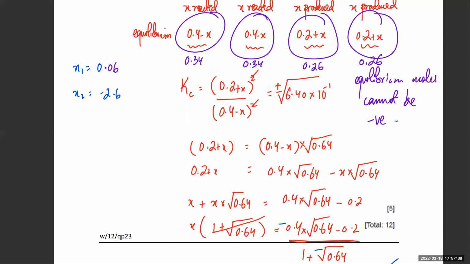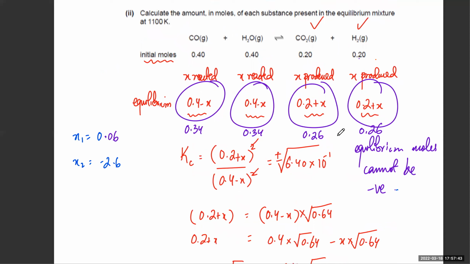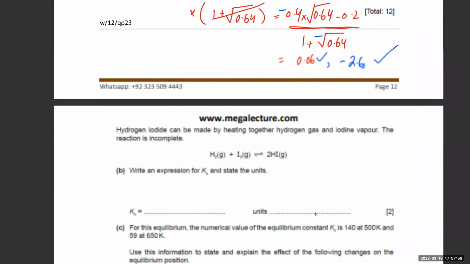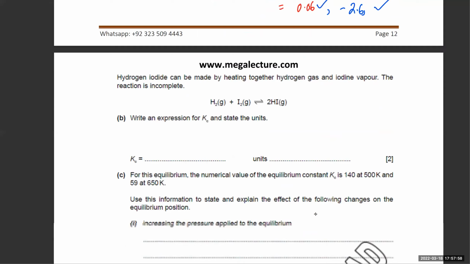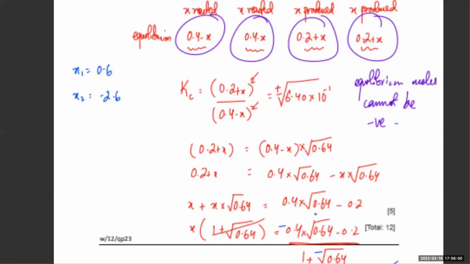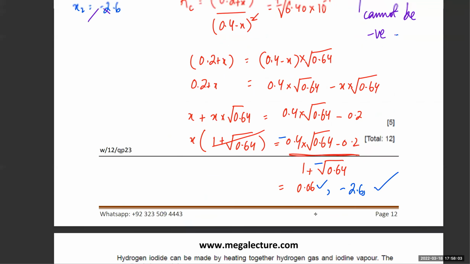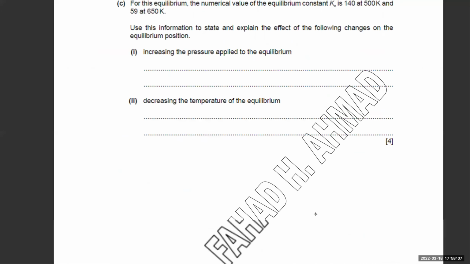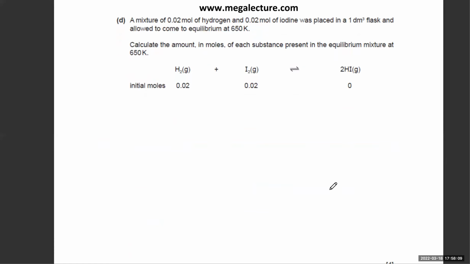So the point is that your equilibrium moles should have positive values. It should always have positive values. Is that clear? Yes. So which is why you're not going to take this value. Most of these questions are kind of the same. Is this all clear? Aisha, clear? Yes, sir.